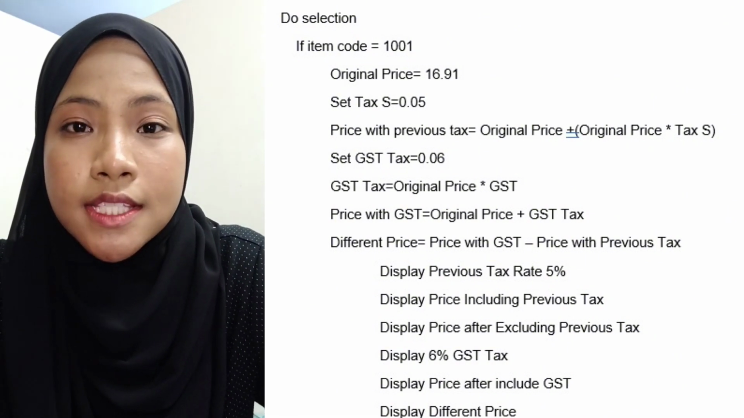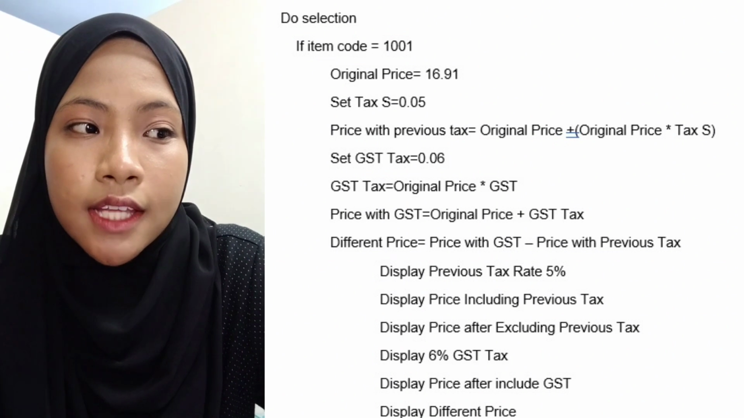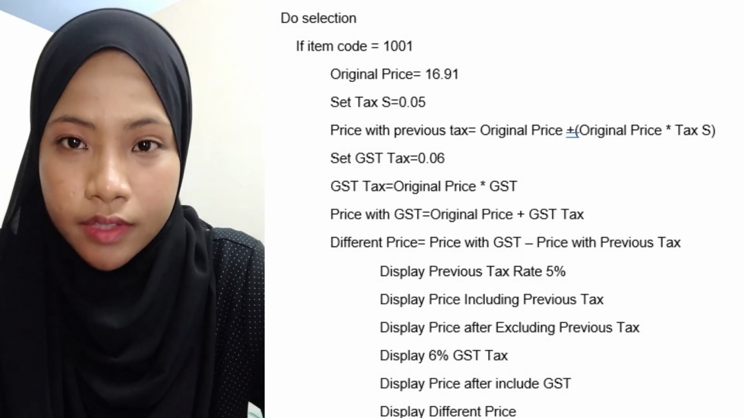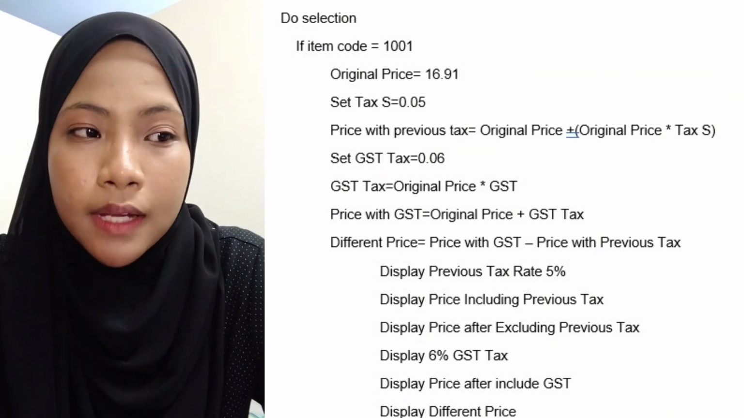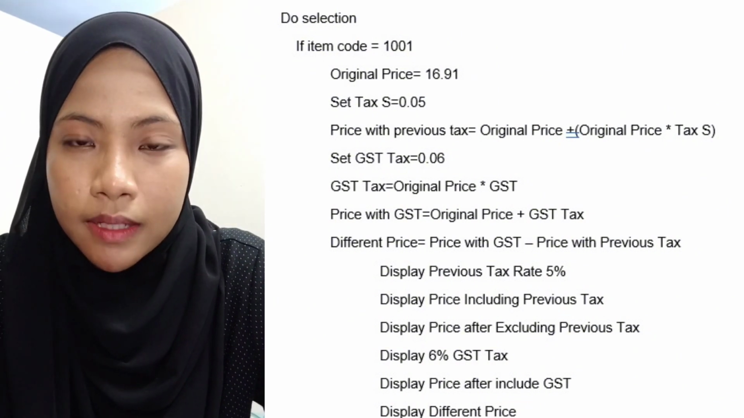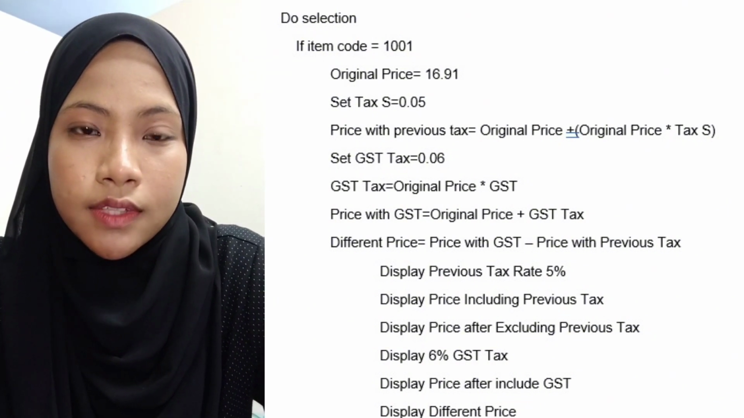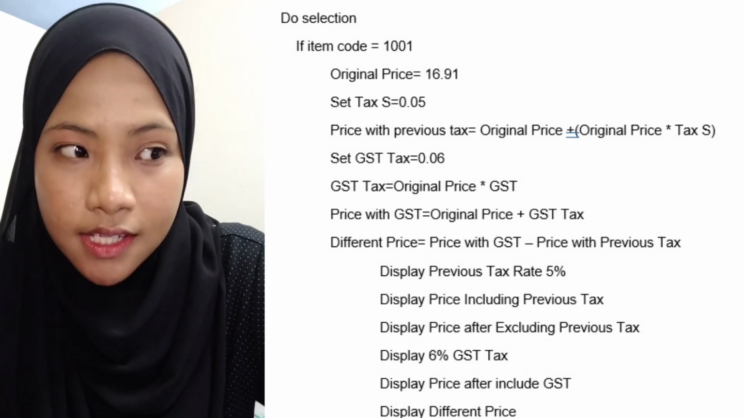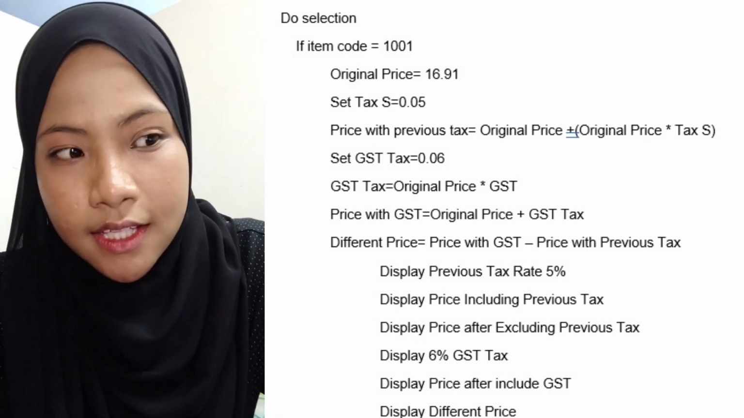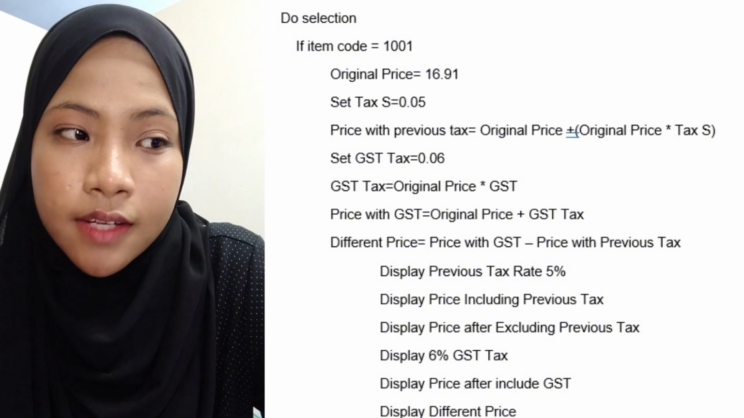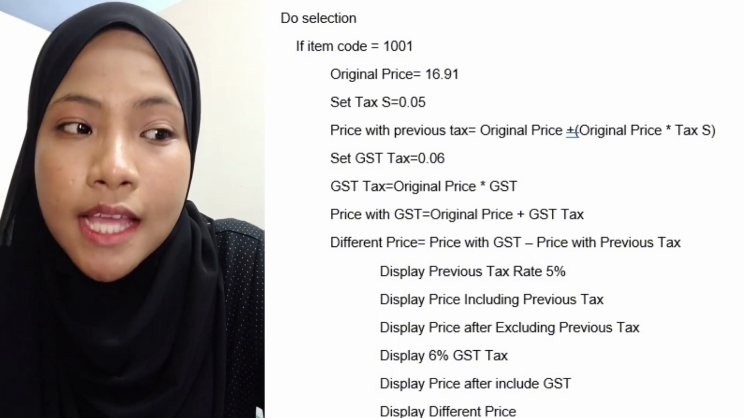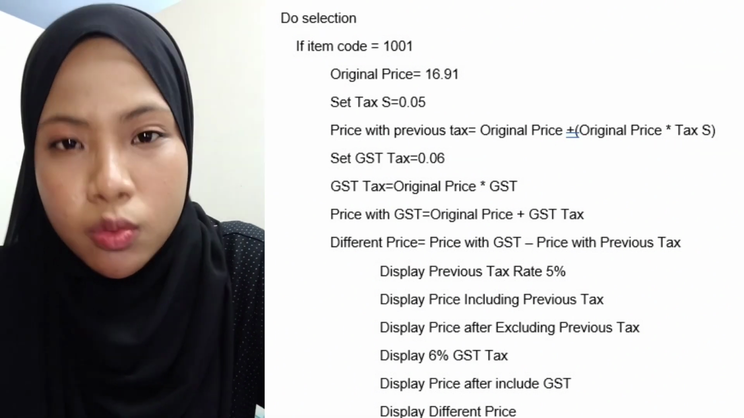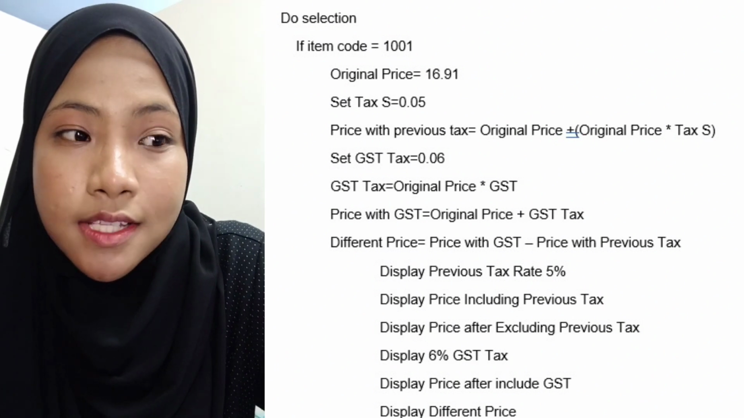the original price will be 16.91. Set tax A equal to 0.05 and calculate price with previous tax equal to original price plus, in brackets, original price multiply tax A. After that, set GST tax equal to 0.06. Calculate GST tax equal to original price multiply GST. Price with GST equal to original price plus GST tax. Calculate different price equal to price with GST subtract price with previous tax.